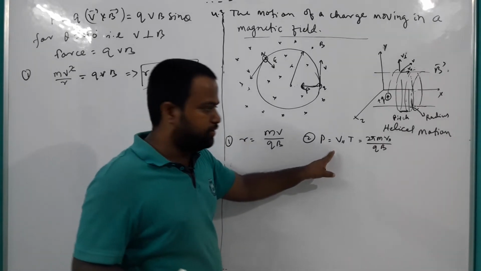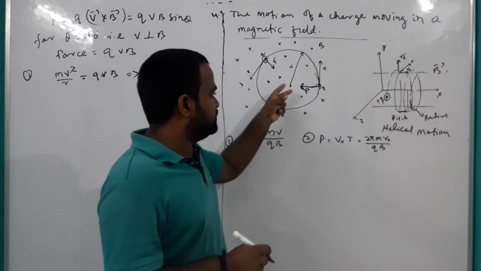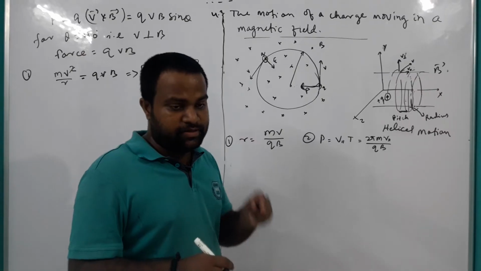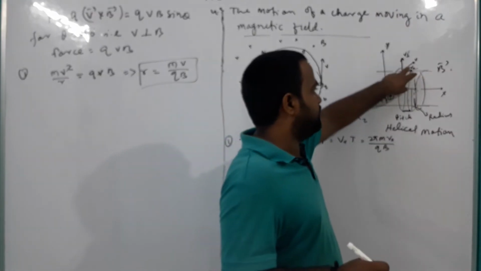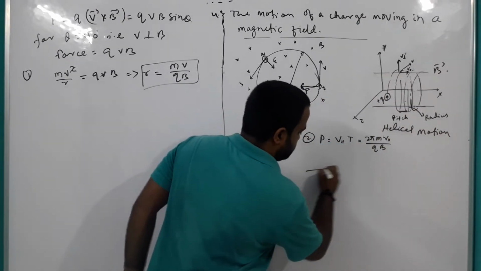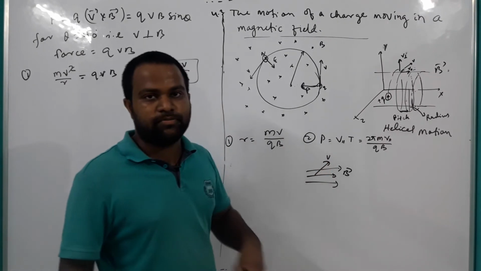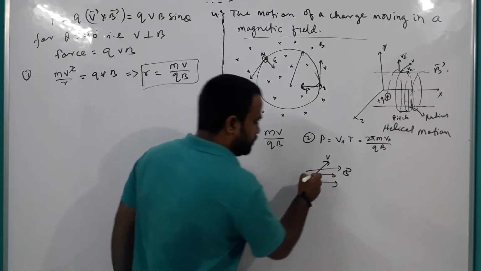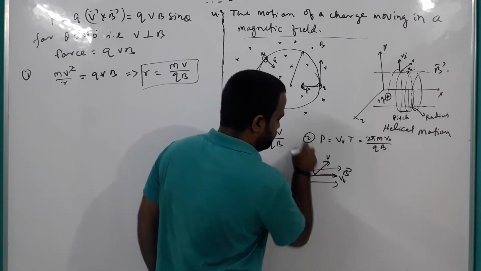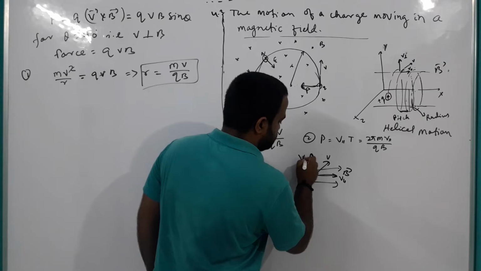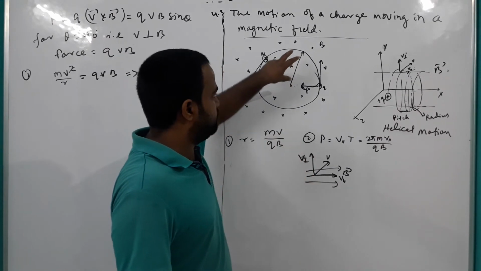Now our aim is the second one, what will be the pitch. First let's understand. The first case is if the velocity of the particle is perpendicular to the magnetic field. The second case is if it is not perpendicular, having some angle with the magnetic field. Suppose this is your magnetic field, this is B, and the particle is moving with some angle to B. So it will have two components. One will be along the direction of B, that will be v parallel. Another will be in the perpendicular direction, so this will be your v perpendicular. Now see, in this second case also, v perpendicular will be the same as the first case.